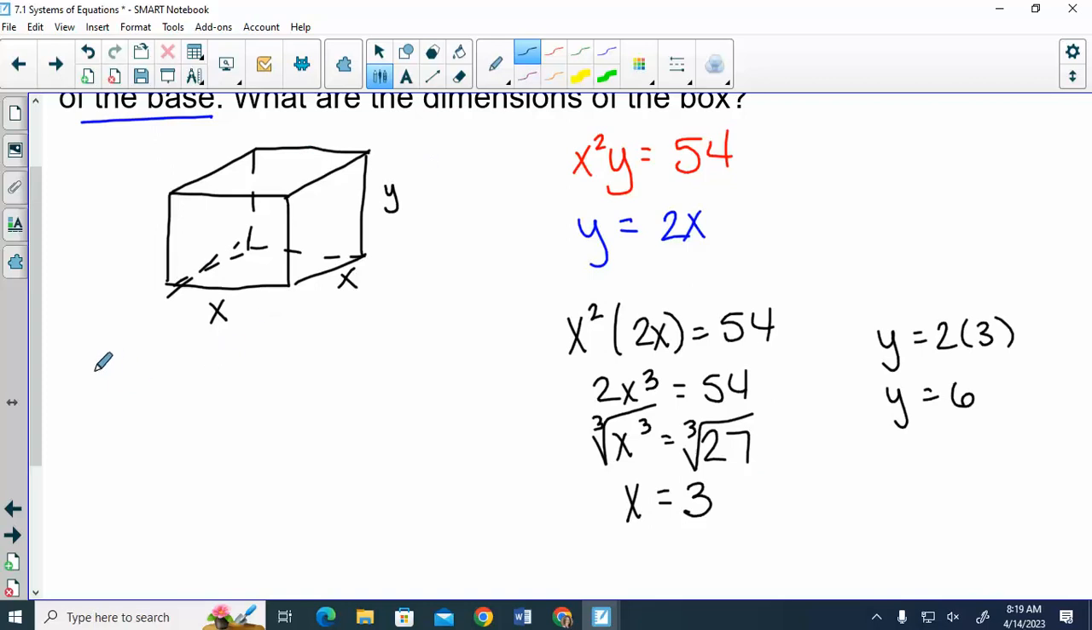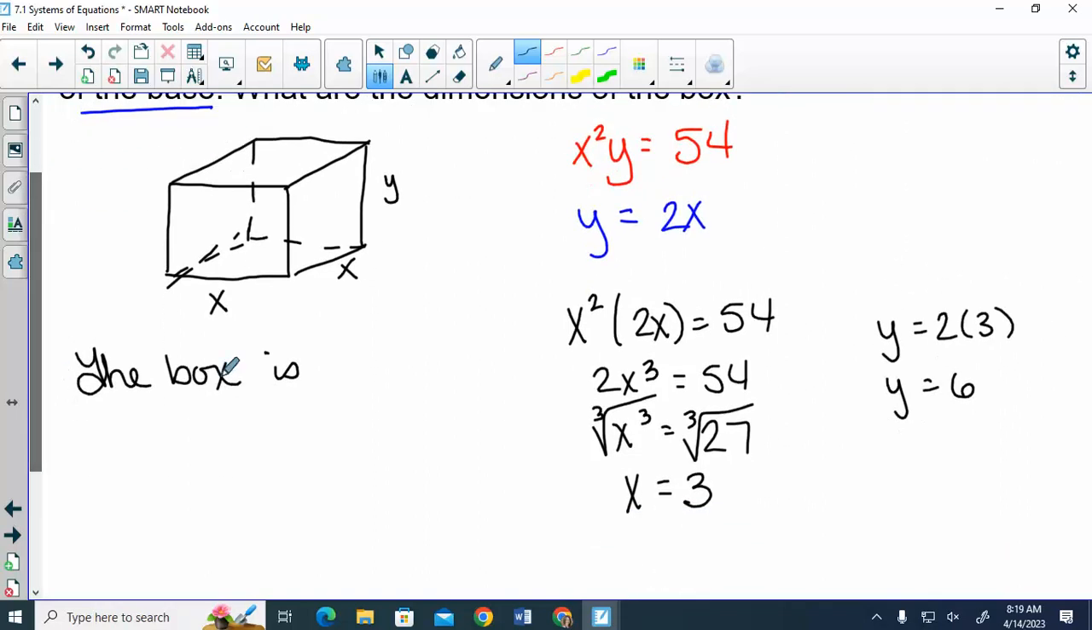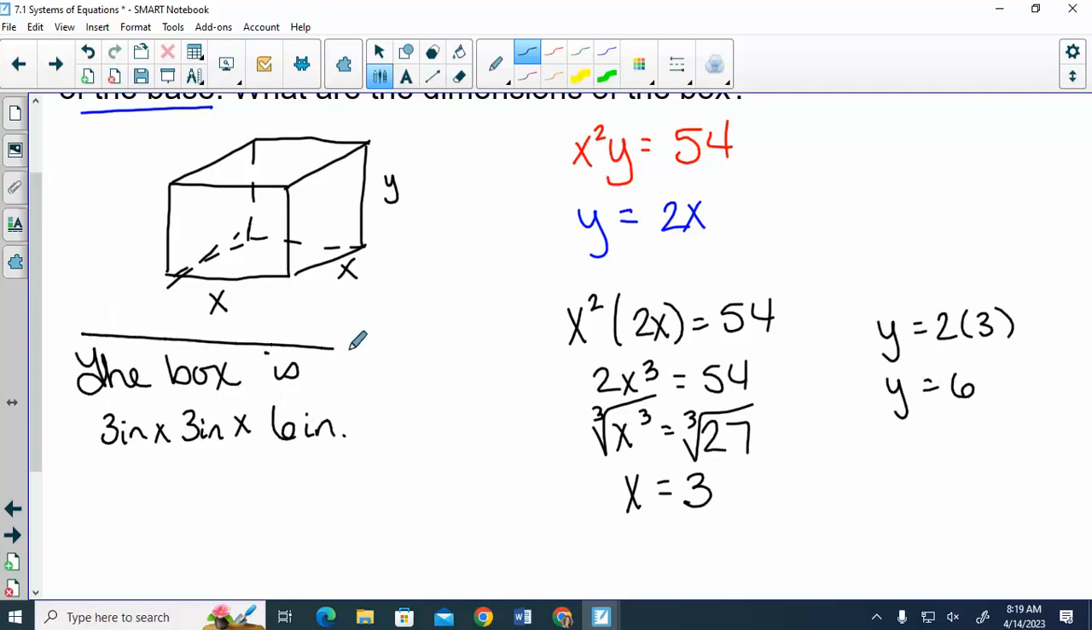So I need the dimensions of the box. Can you just put like 3 by 6? You would have to do 3 by 3 by 6, length times width times height. Right. And let's see, we were in inches. Or you could say the length of the base is 3 inches and the height of the box is 6 inches.